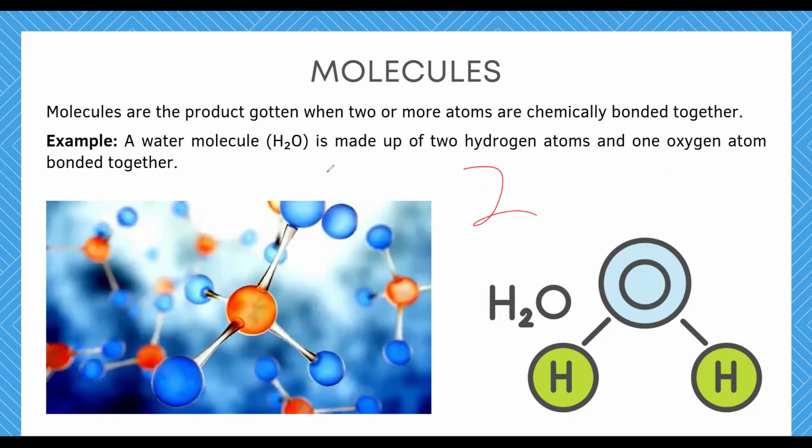But if I say how many atoms, I have H2O. So for hydrogen, I have two atoms of hydrogen because of these two. Remember, these two belong to hydrogen, right?